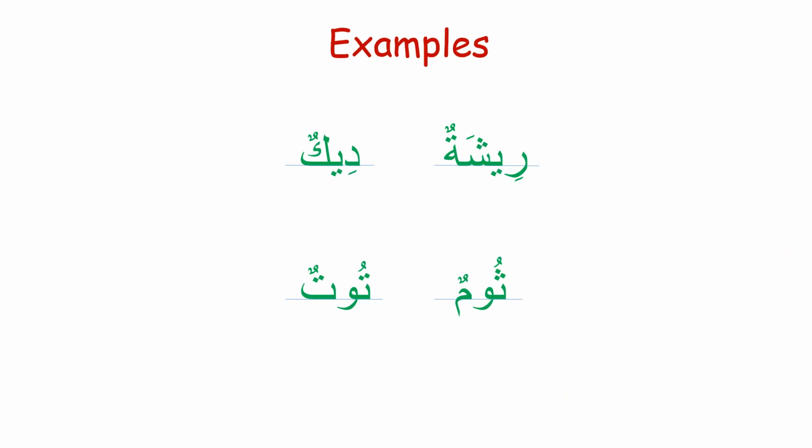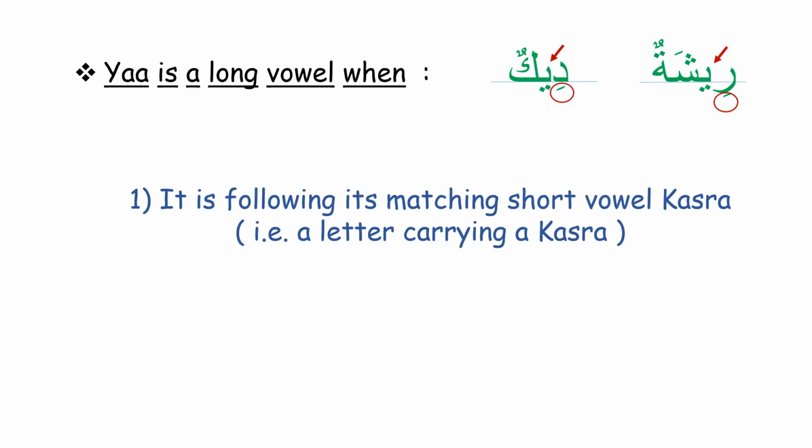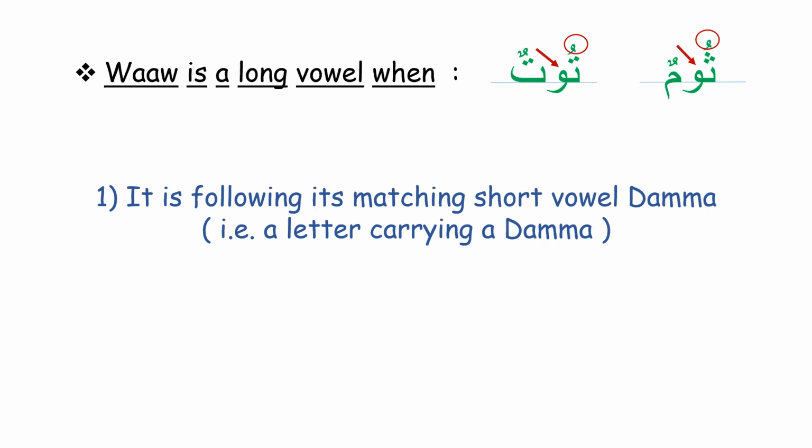Let's write all the words next to each other. As you can see, in both of these couples, each long vowel is following its matching short vowel. In other words, ya is joined to a letter carrying a kasrah, and waw is joined to a letter carrying dhammah. And if you still remember, this is our first condition. So, ya is a long vowel when it is following its matching short vowel kasrah, and waw is a long vowel when it is following its matching short vowel dhammah.